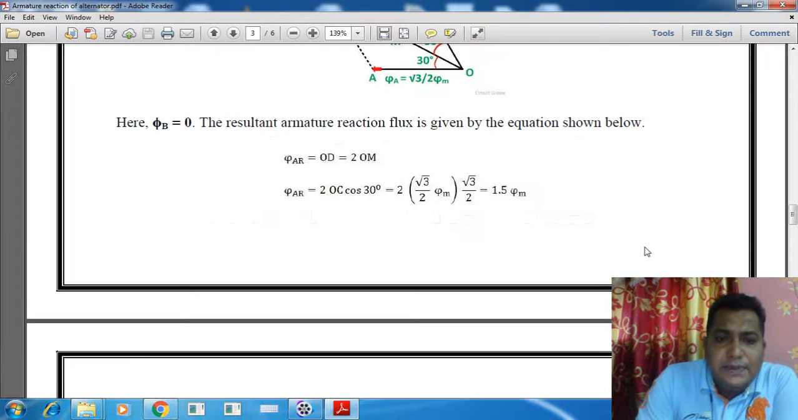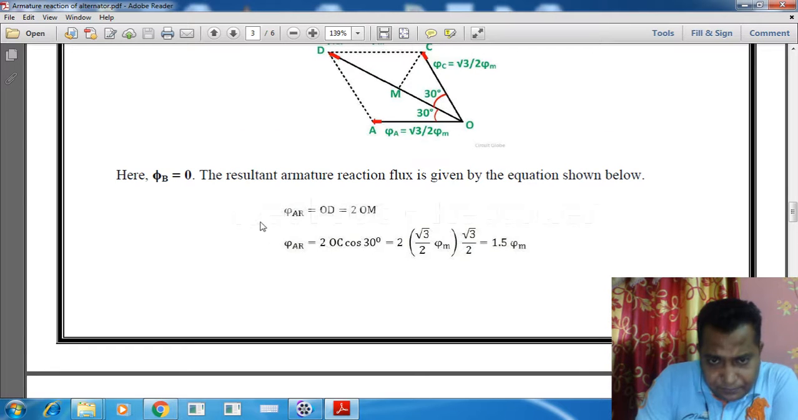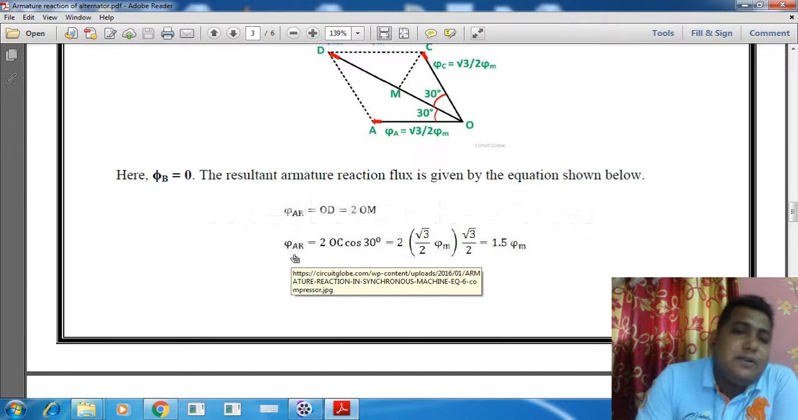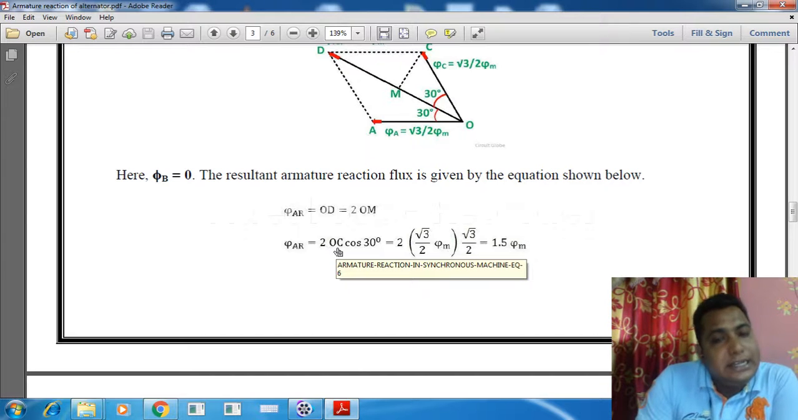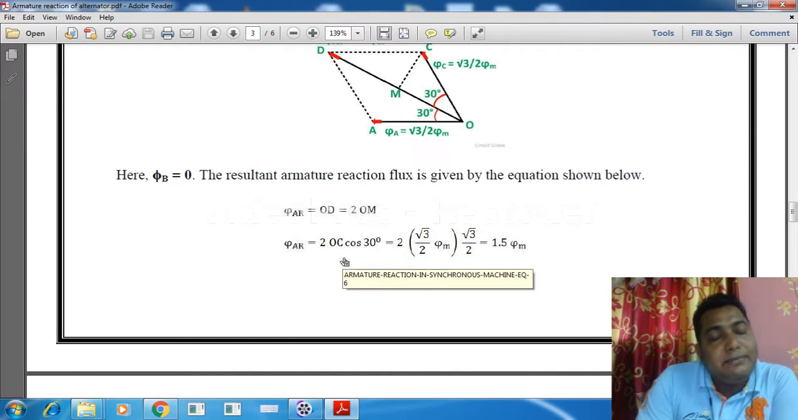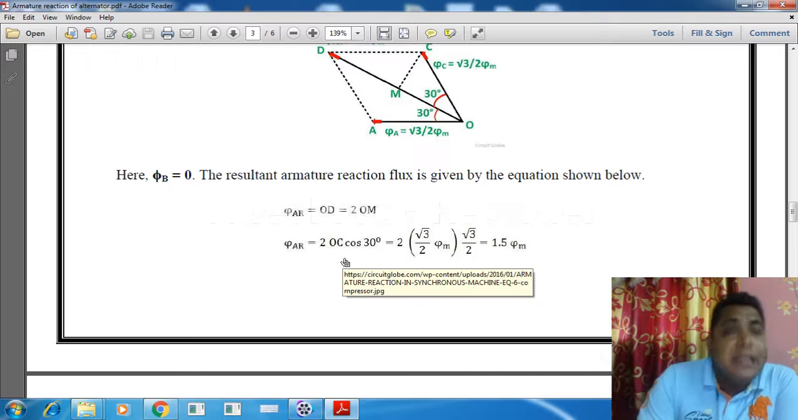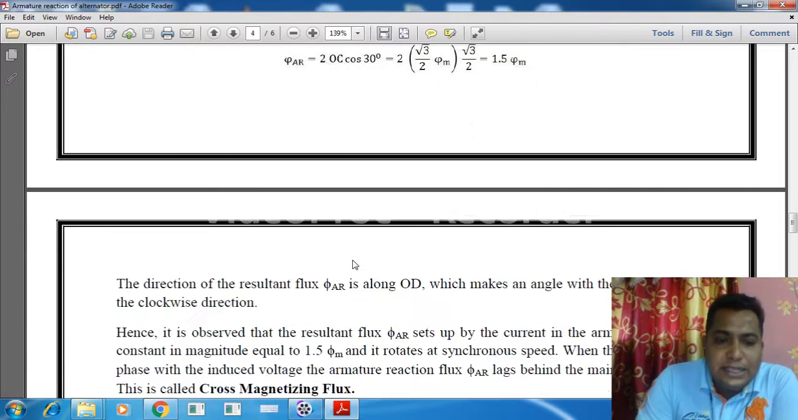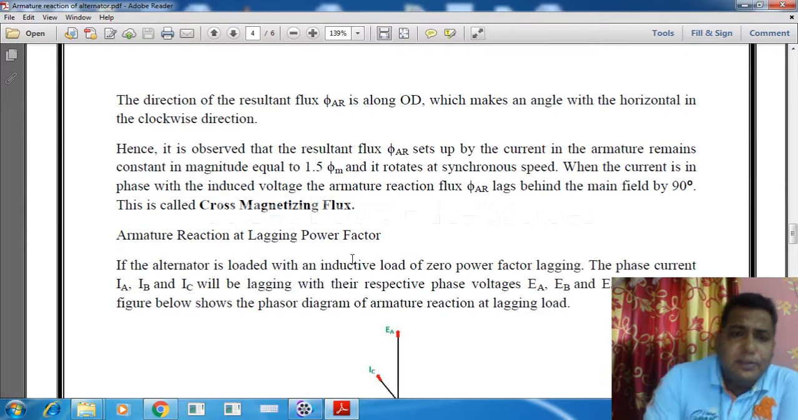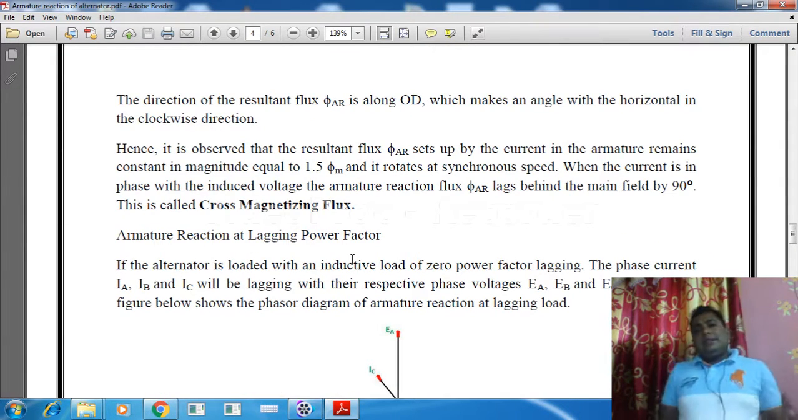So like this way, we can find out phi AR, that is 2 cos 2 OC cos 30 degree, that is 2 root 3 by 2 phi m, that into root 3 by 2, that is 3 by 2 phi m, that is 1.5 phi m. So that is the result also. Okay, so now what is written over here?